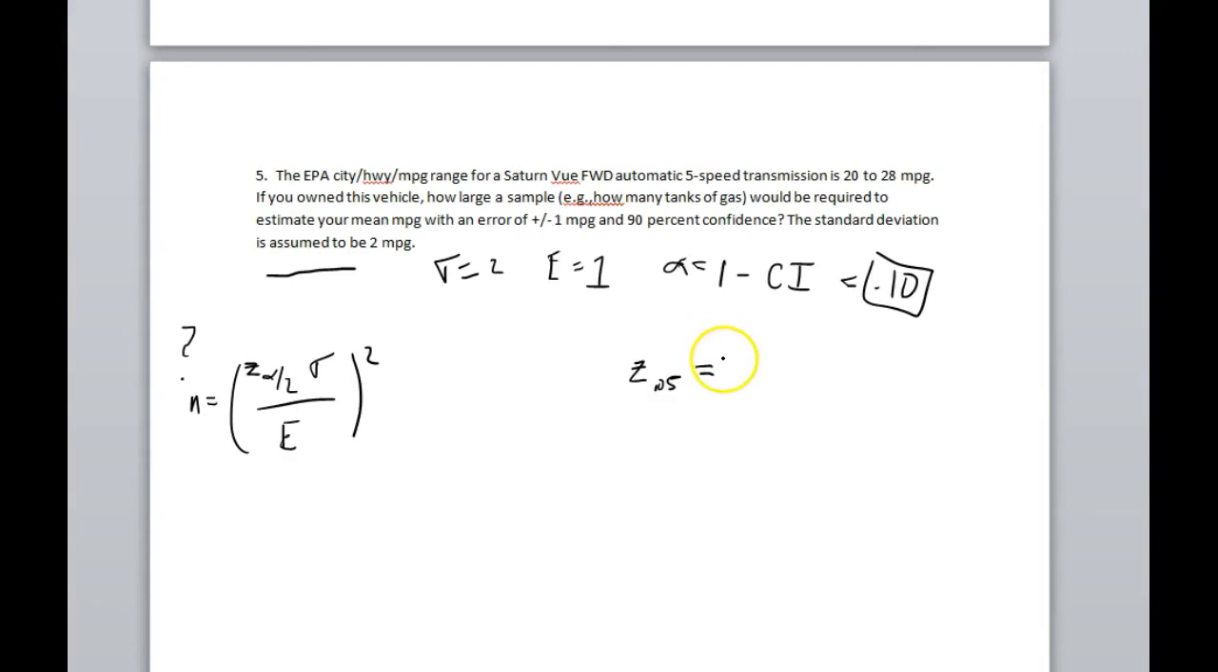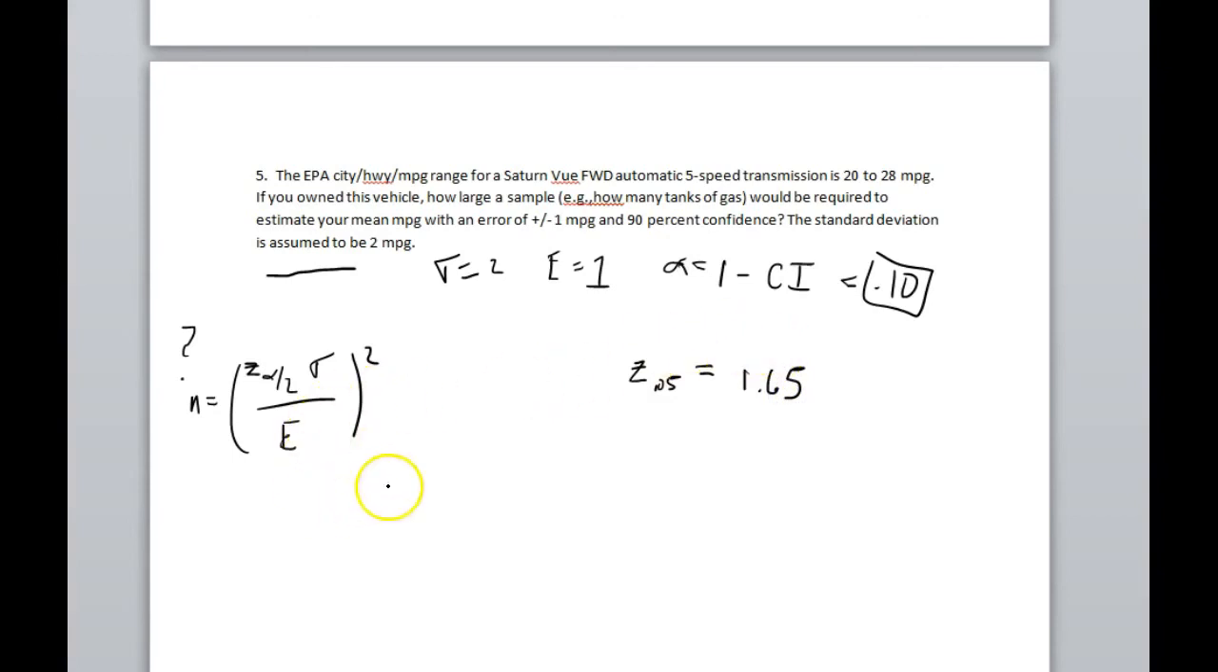We actually solved for this earlier on in the worksheet. I don't know if you guys recall that, but we did the 95% confidence interval, the 99, the 98, and then the 90. Our number for the 90 was 1.645 or 1.65. I like to use 1.65.